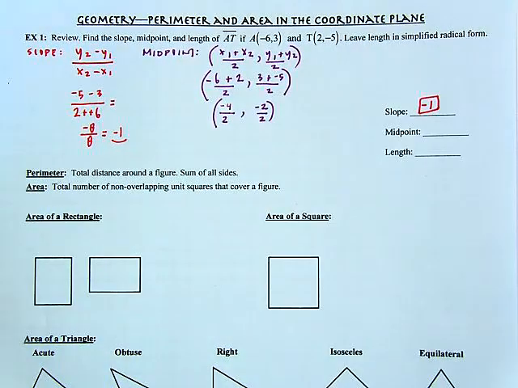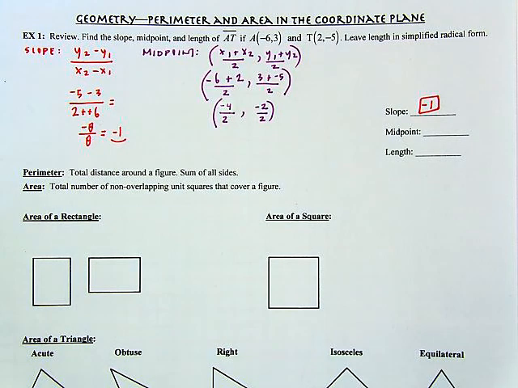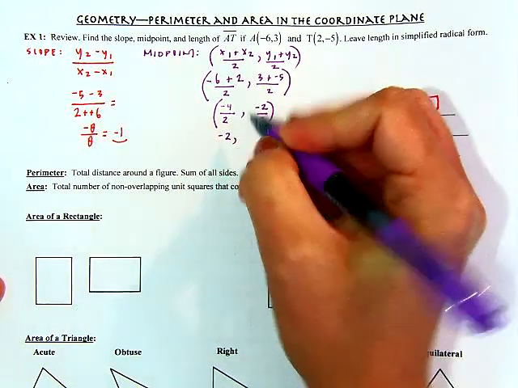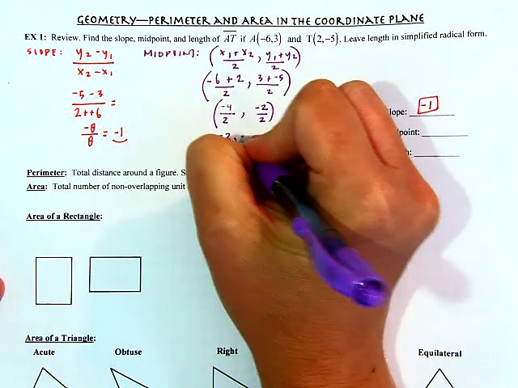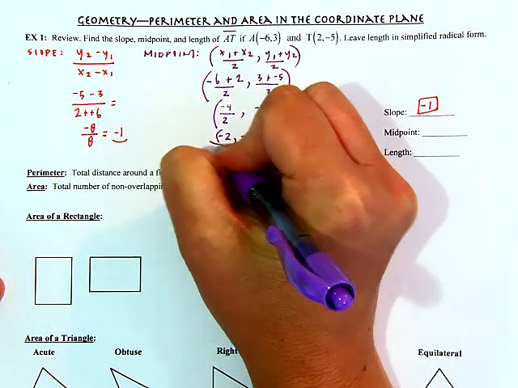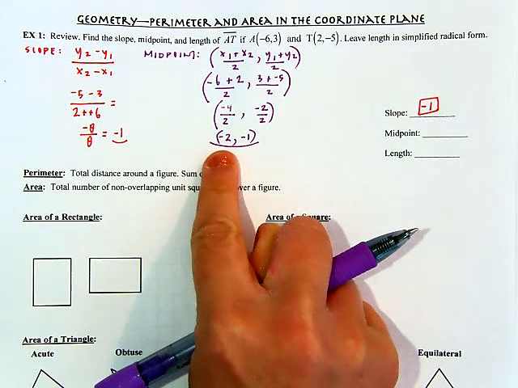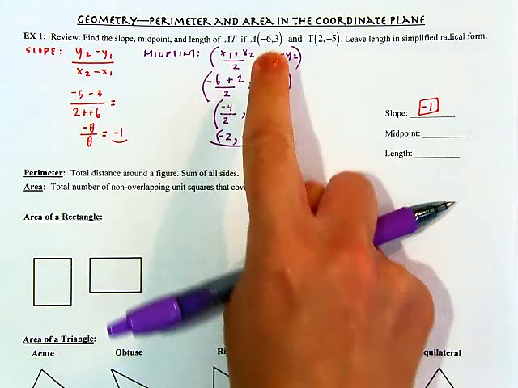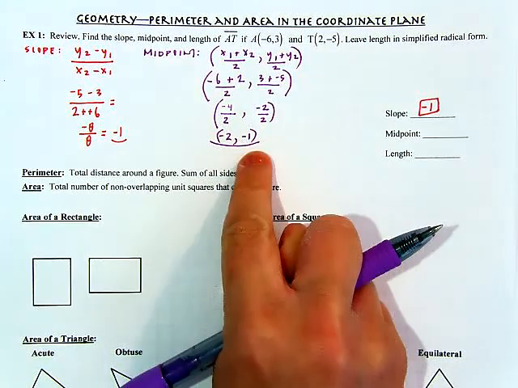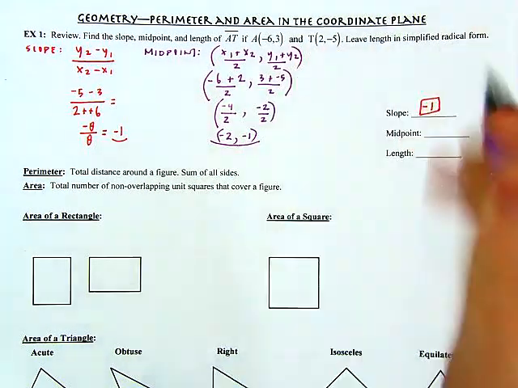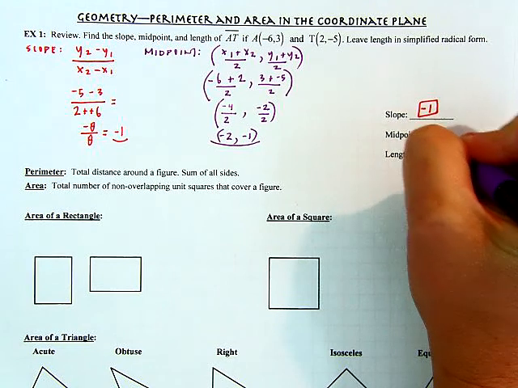Okay, so negative 6 plus 2, negative 4. Negative 4 over 2 is negative 2. And then negative 2 over 2 is negative 1. So my midpoint will be negative 2, comma, negative 1. So this is the x-coordinate that should be right smack in the middle of negative 6 and 2. This is the y-coordinate that should be right smack in the middle of the 3 and negative 5. So negative 2, negative 1.